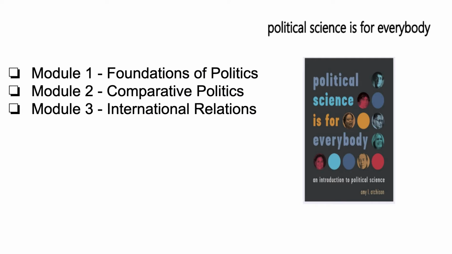So the textbook's organized into 3 parts, and thus I've organized our course in Canvas into 3 modules coinciding with the 3 parts of the textbook. Therefore, Module 1 will be Foundations of Politics, Module 2, Comparative Politics, and Module 3, International Relations.